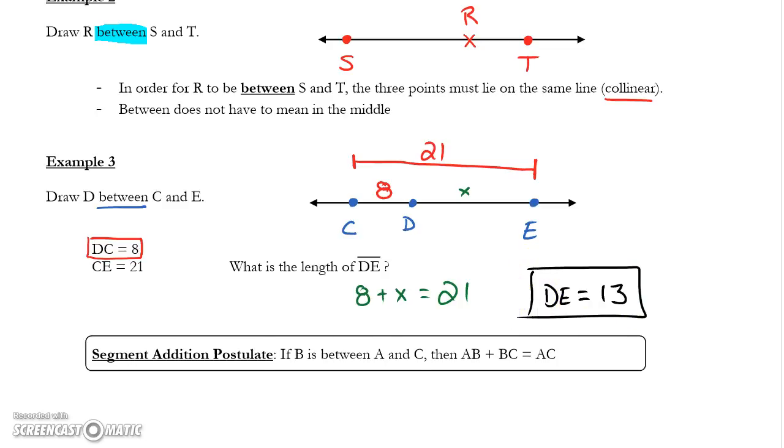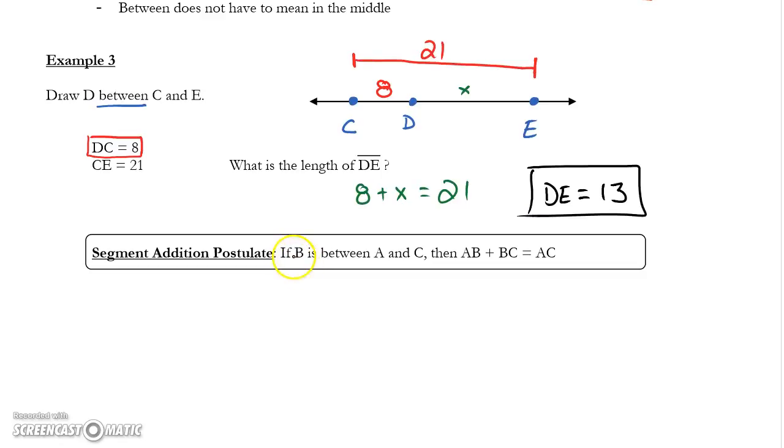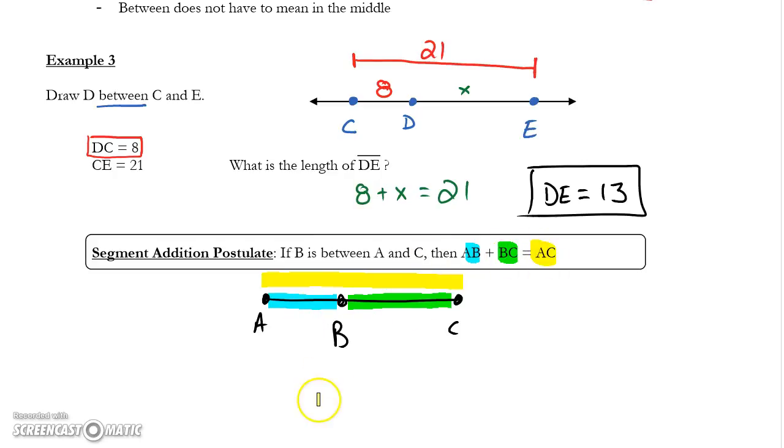That is our segment addition postulate. It states that if B, a point, is between A and C, I have A and I have C and I have B somewhere in between it, then AB plus BC equals the entire length AC. So if I add the two small pieces, I get the big piece. Move on to the second video to start working on some of our examples.